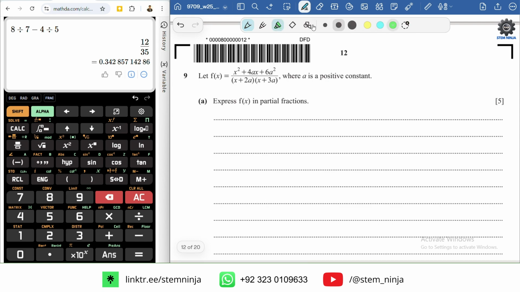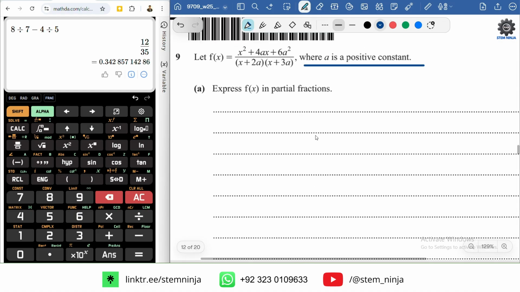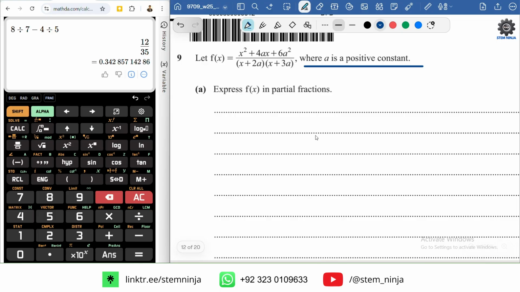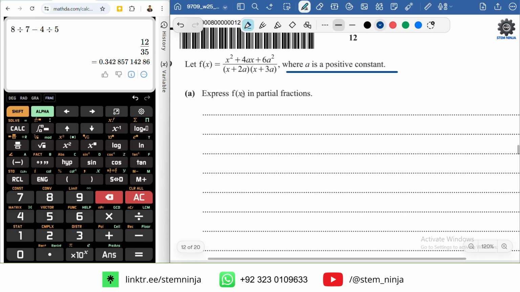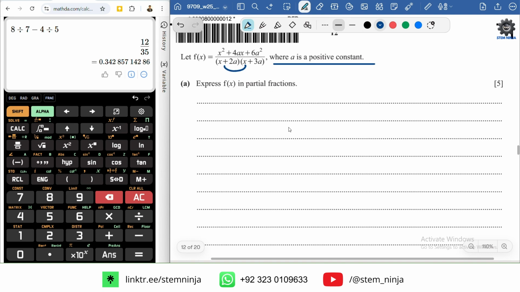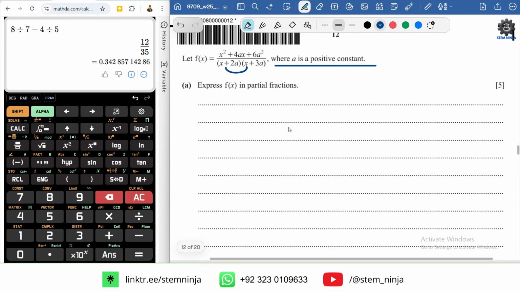Question number 9. Let f of x be this entire thing where a is a positive constant. Express f of x in partial fractions. Okay, alright. So this is first off an improper fraction, because this is x squared, this is also x squared. So first off we need to do the long division, right?